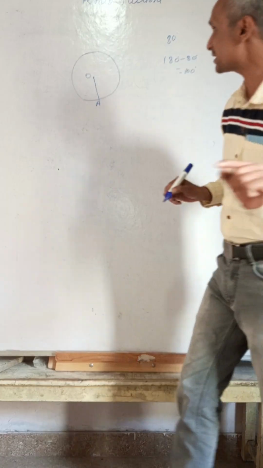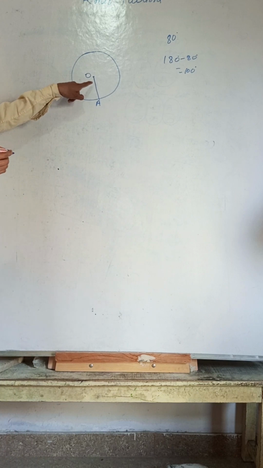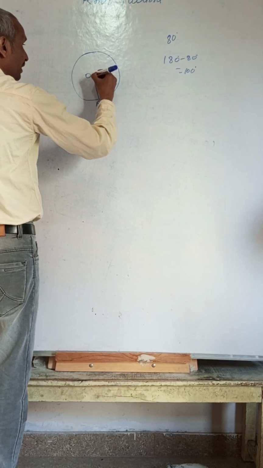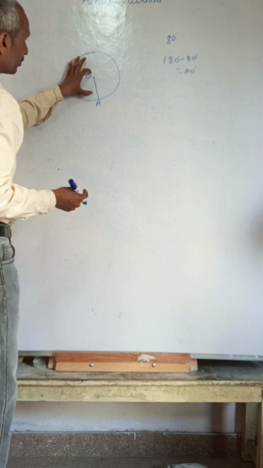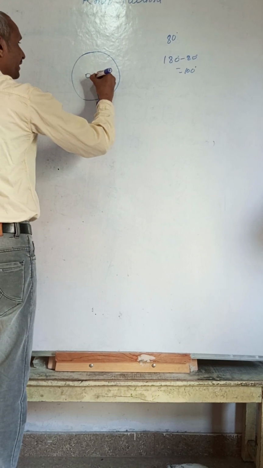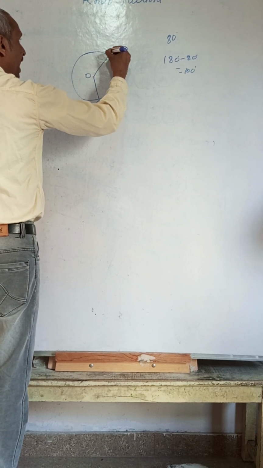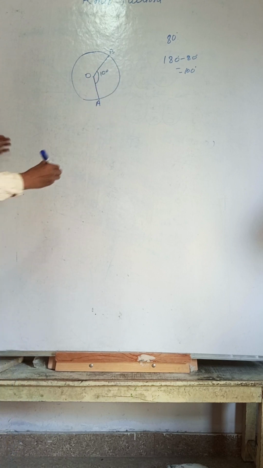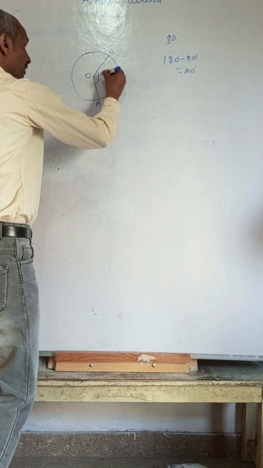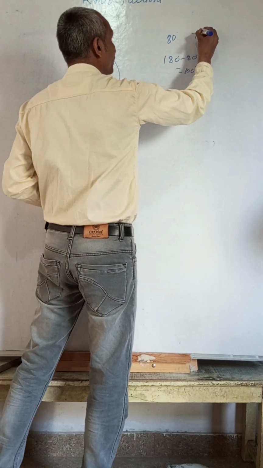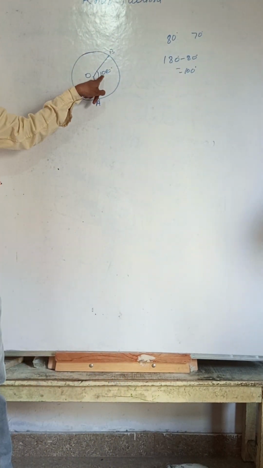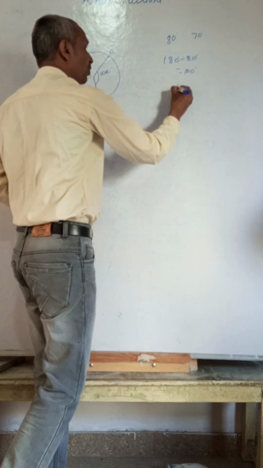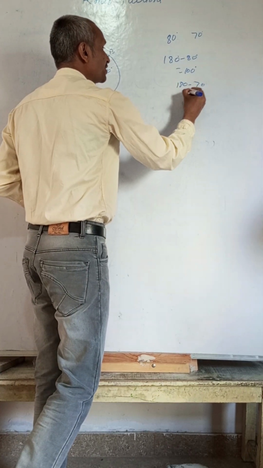Means you are going to construct the angle between the radii here as 100 degrees. Take a protractor, keep it here and make it 100 degrees. Suppose it is made and I write here B. This angle is 100. If 70 degrees is given, then what angle are you going to make between the two radii? 180 minus 70 is equal to 110 degrees.